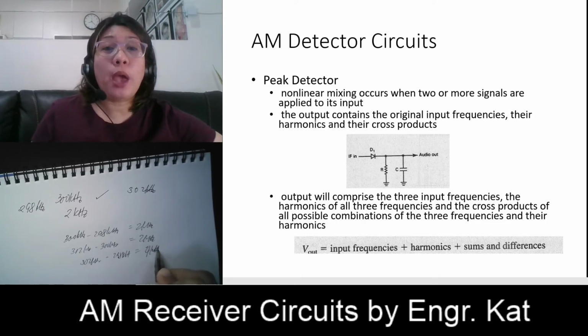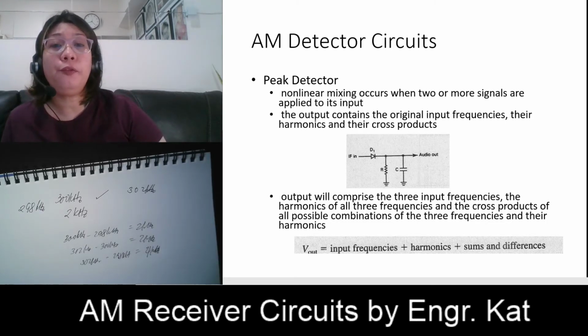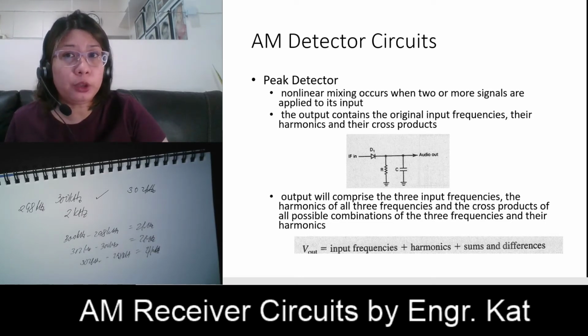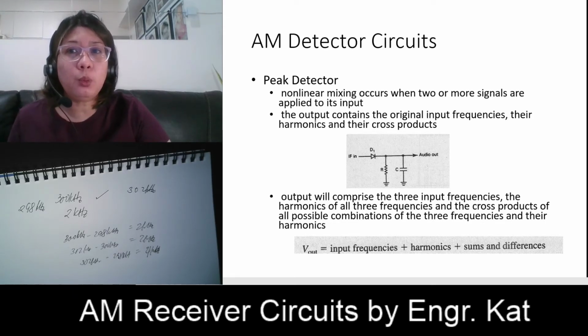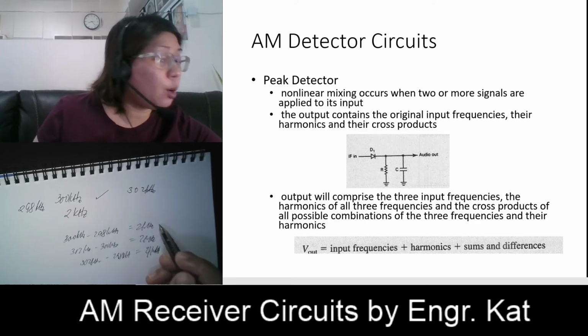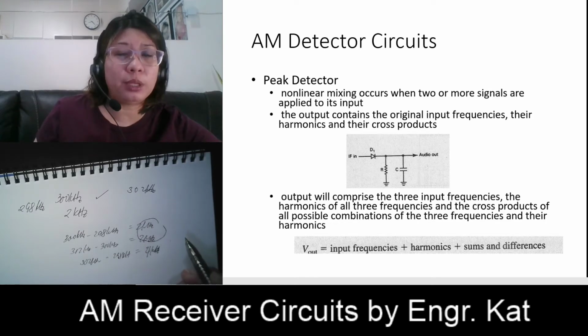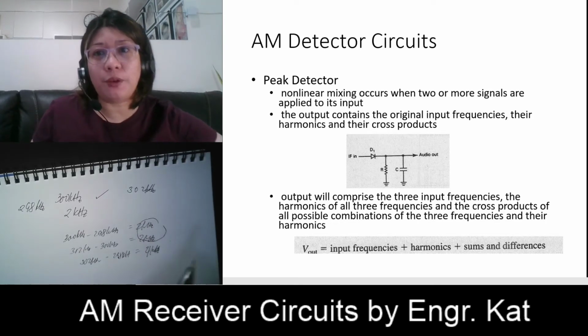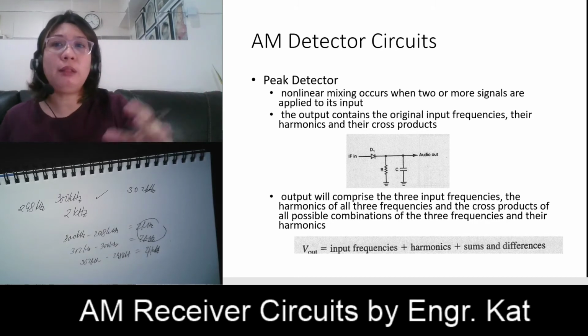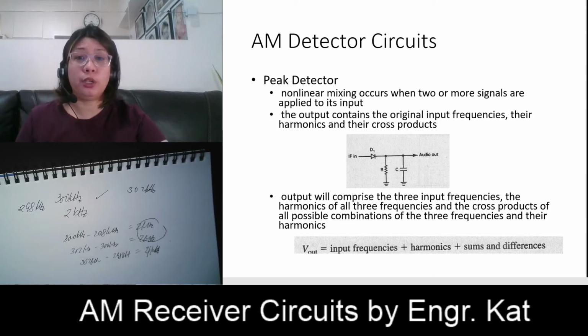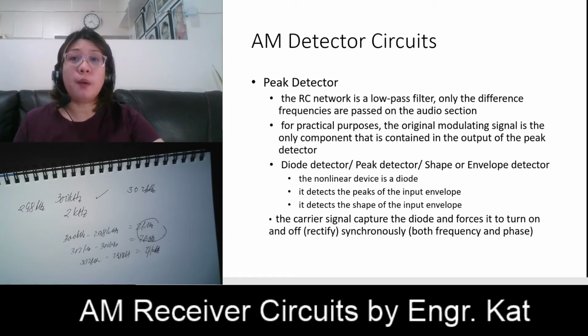Okay. So, however, the combination of RC here is acting like a filter, and this is designed in such a way that it will only accept frequencies equivalent to 2 kilohertz. Therefore, other frequencies will be filtered out, and the only thing that will enter your audio amplifier stages are those frequencies equivalent to 2 kilohertz only. Okay, so we call that circuit a peak detector.